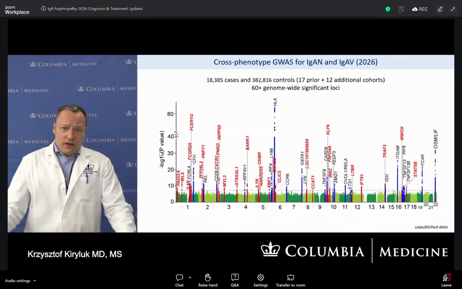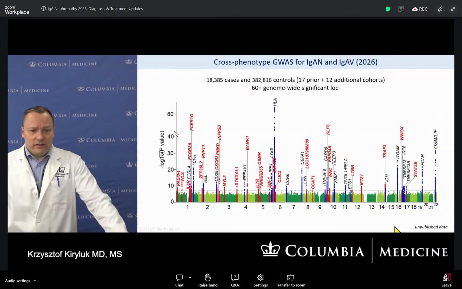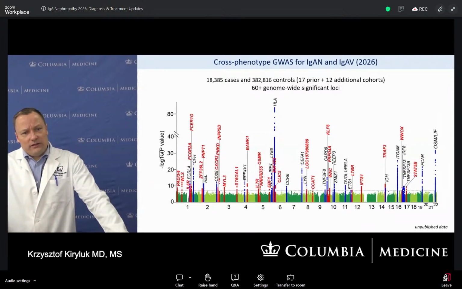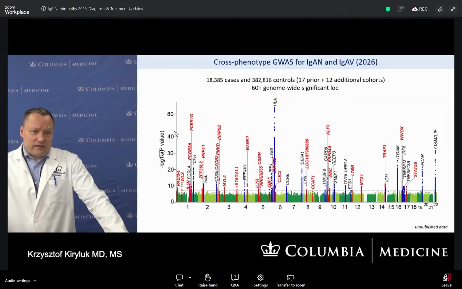And then we're continuously expanding these studies, because it turns out that each time we analyze or add additional cohorts to our studies, we discover new insights about the disease pathogenesis. Here I'm just providing you an example of an ongoing work where we combine the IgA nephropathy and IgA vasculitis GWAS and add extra cohorts. This analysis is now expanded to over 20,000 cases.